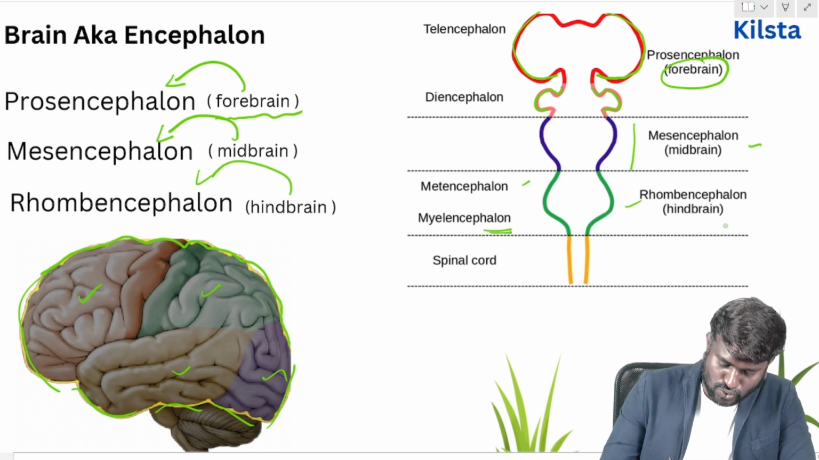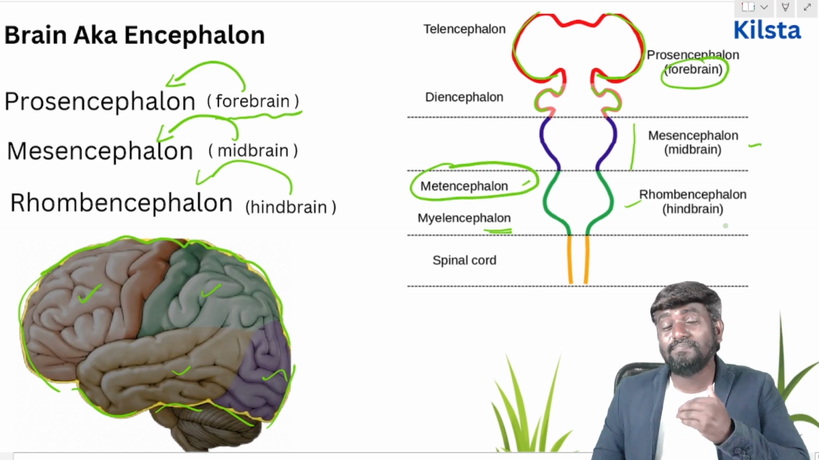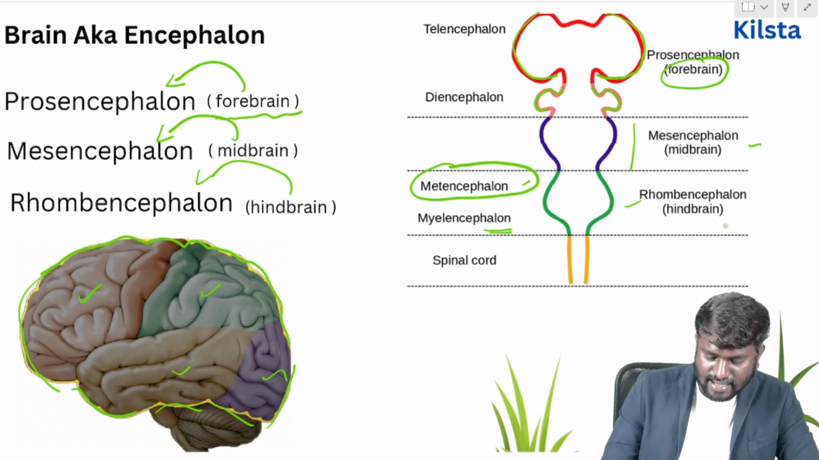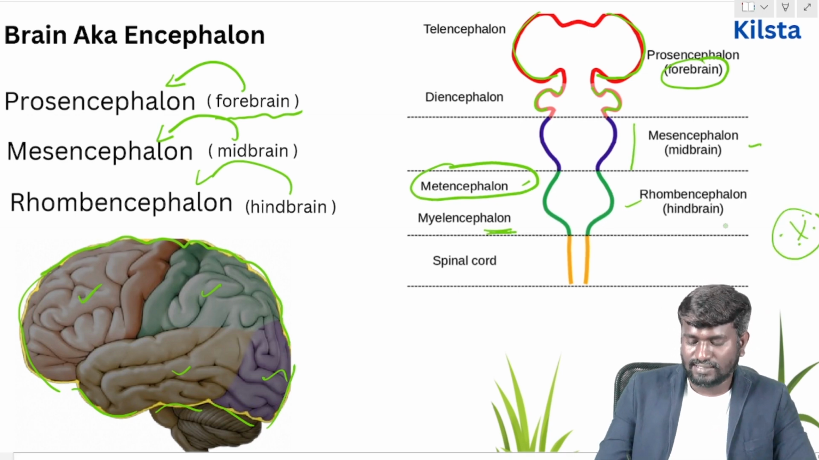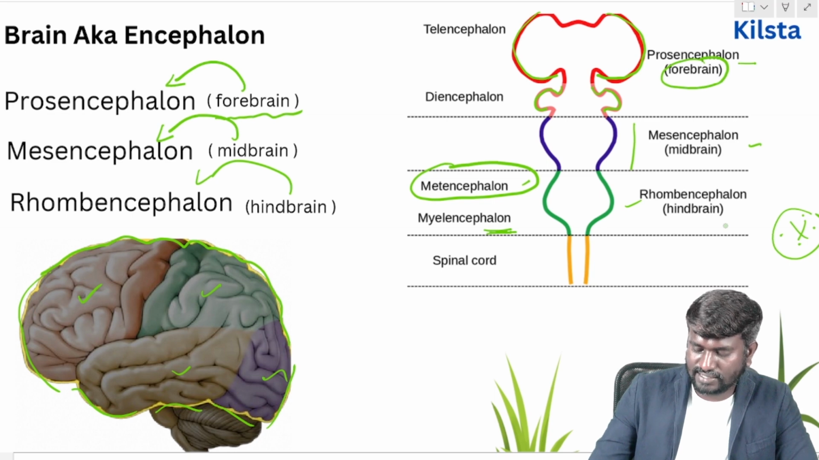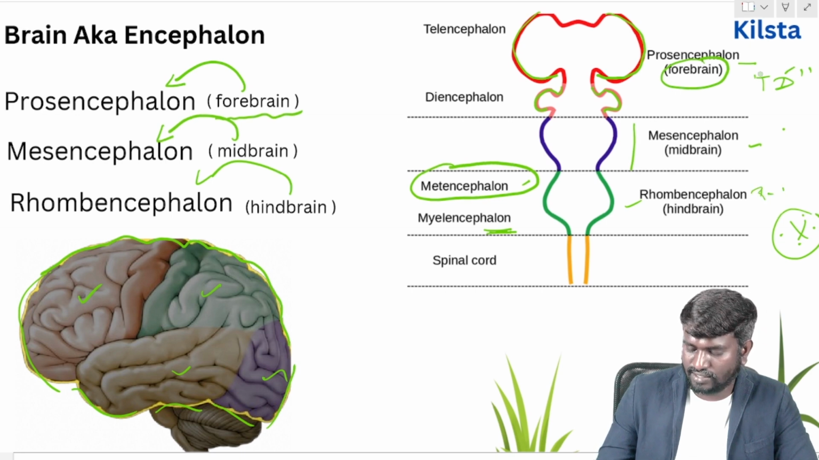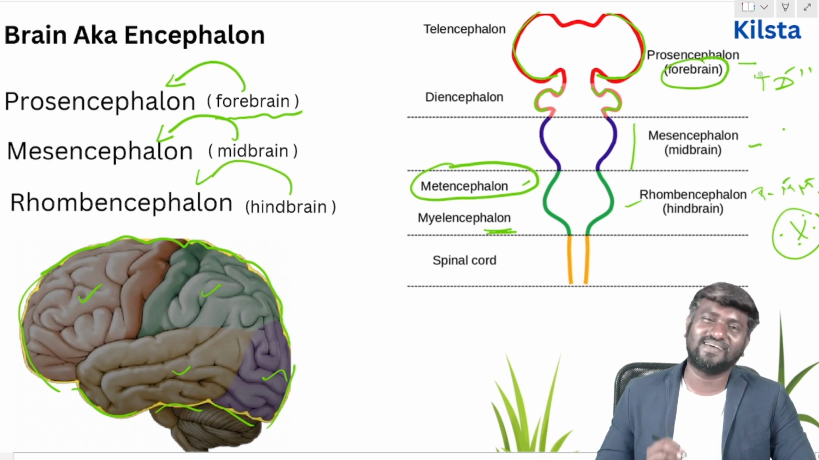Very good. So, question to you guys, the metencephalon, where is it located? It is in between the diencephalon and the myelencephalon. So please remember this structure. In short, for the prosencephalon, remember the mnemonic TD. T for telencephalon and D for diencephalon. And for the rhombencephalon, M and M, which are the metencephalon and the myelencephalon.